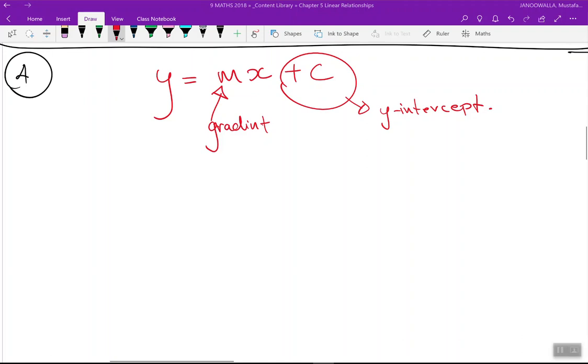Straight line for the below scenarios. So the formula of a straight line is y equals mx plus c, where m is your gradient and c is your y-intercept.